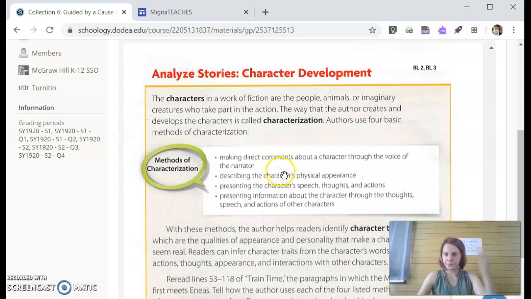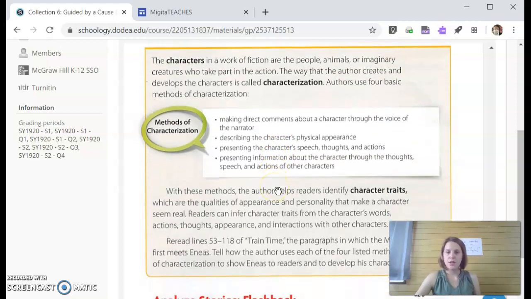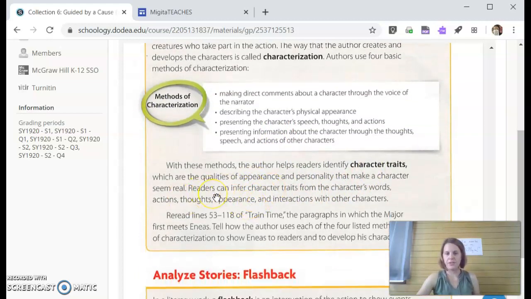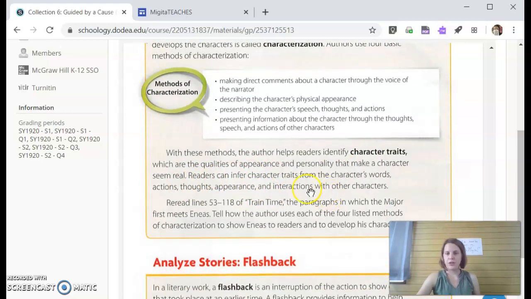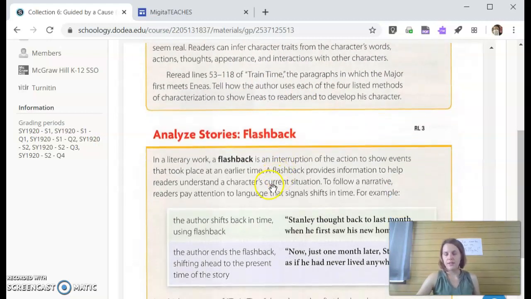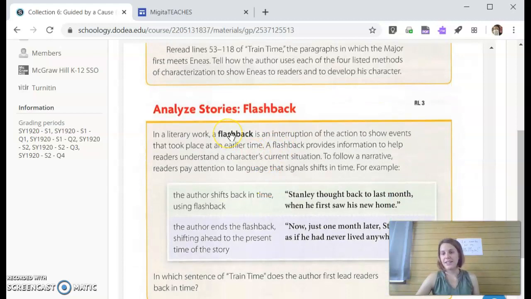And of course, because it's a story, we can kind of get inside characters' minds and see for ourselves what they're thinking and why they do what they do. All right, and character traits, appearance and personality that help the characters seem real, and we can make inferences about them using these elements. All right, and then a method that we see here is flashback. You guys are familiar with flashbacks.